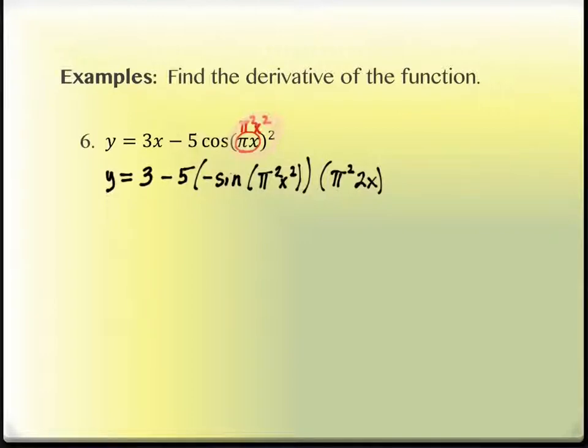Okay, so cleaning this up, we have the 3 at the beginning. This negative and this negative make it a positive. So positive 5. Whoops. Let's not put the 5 yet. The 5 can be multiplied by all of this, right? Pi squared 2x, so that would be 10 pi squared x. And then I have sine of pi squared x squared. It's also not the only way to do that problem, but it works pretty well.